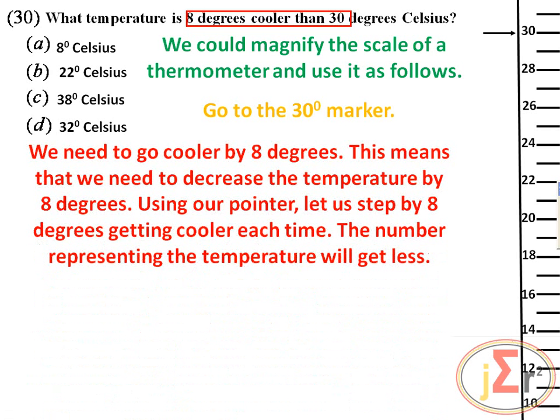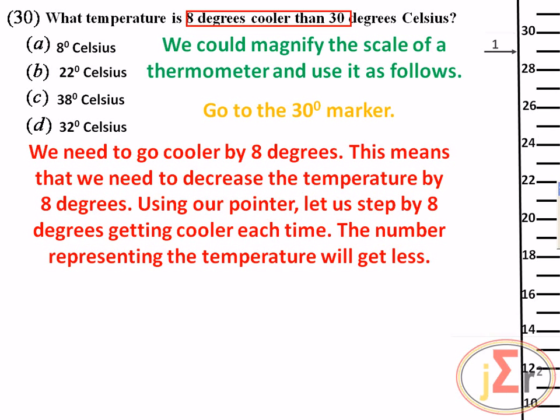We need to go cooler by how many degrees, Jerry? 8 degrees. This means that we need to decrease the temperature by 8 degrees. The final answer will be larger or smaller? Smaller. It will be smaller. Using our pointer, let us step by 8 degrees, getting cooler each time. The number representing the temperature will get less. Will we be going up or down, Jerry? Down. Right, so the number representing the temperature will get less.